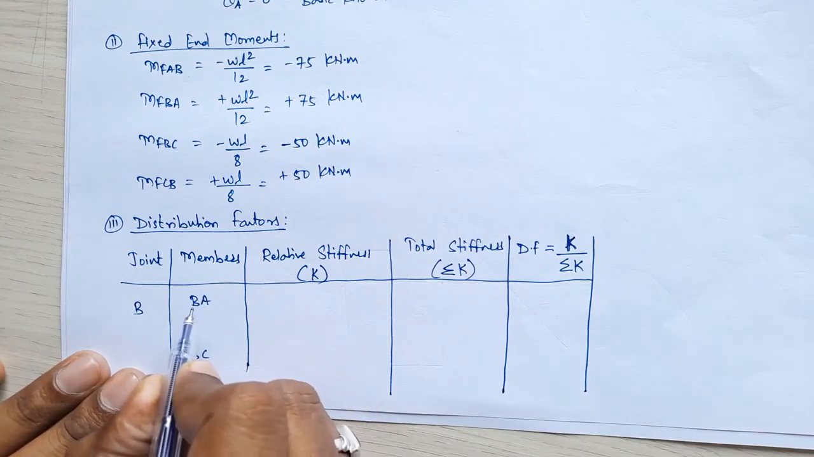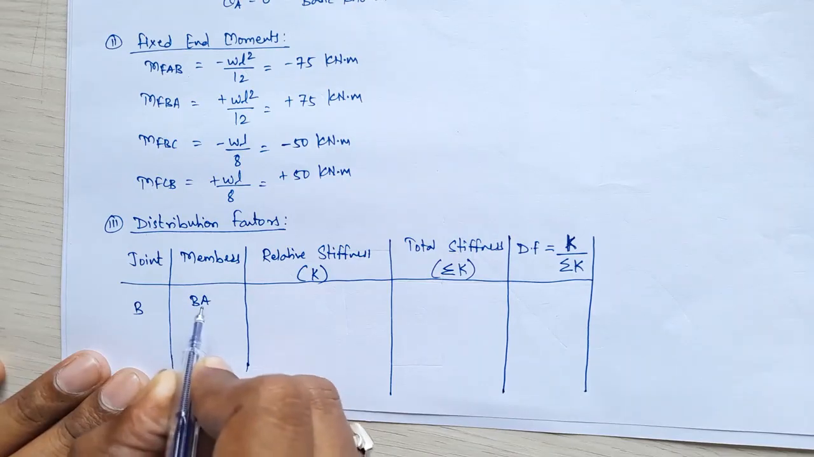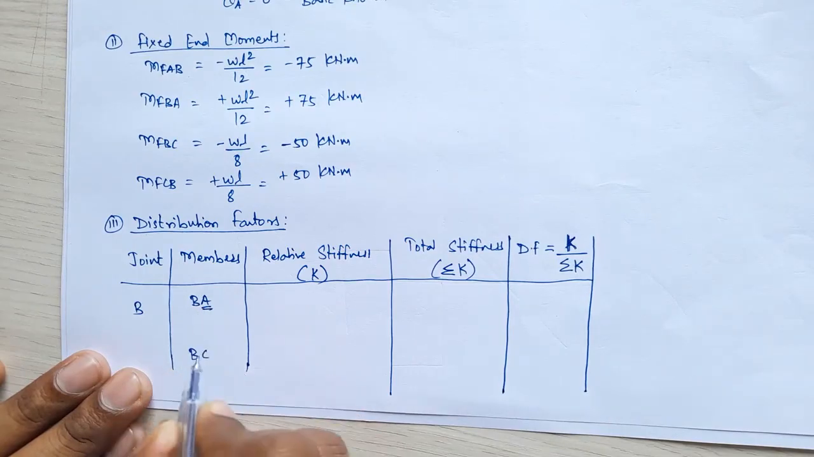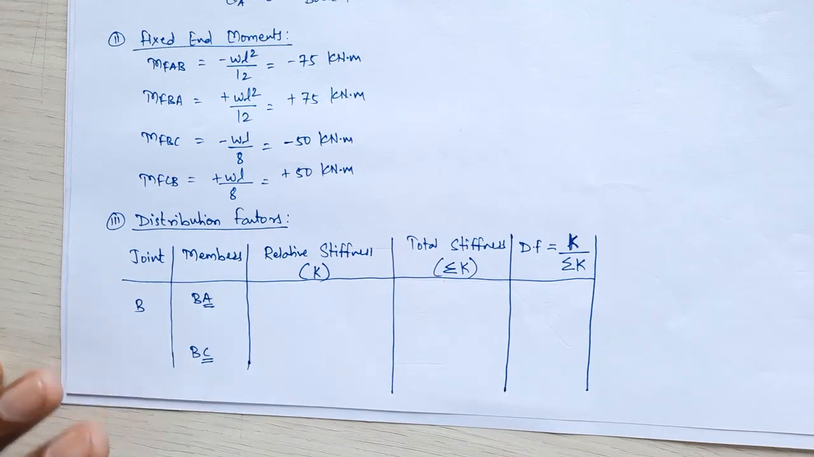So while transferring moment from B to A and B to C, what you have to check is whether support A is capable or whether support C is capable or not. You have to always check the farther end. While seeing the concept, we have seen this: that is, your farther end is capable or farther end is incapable.